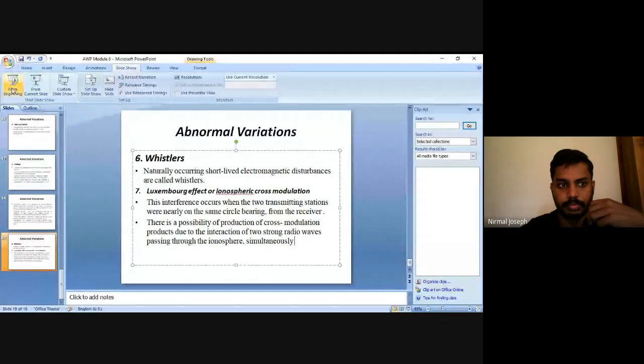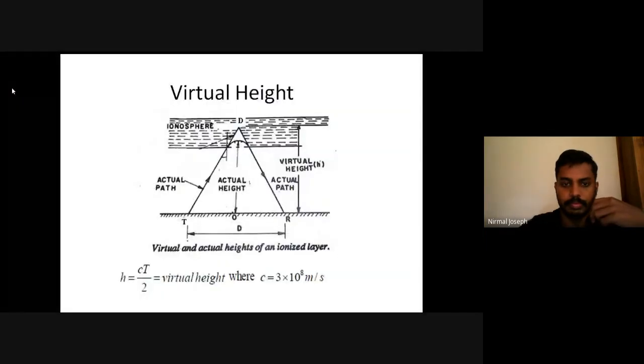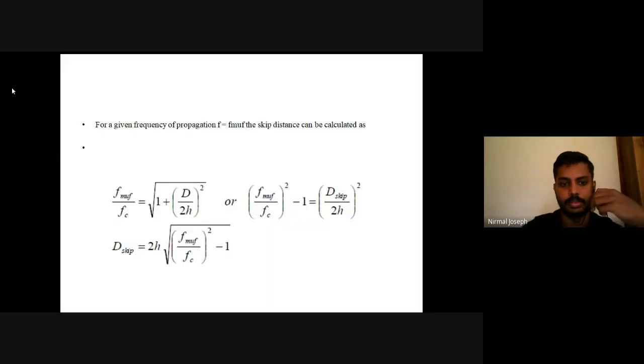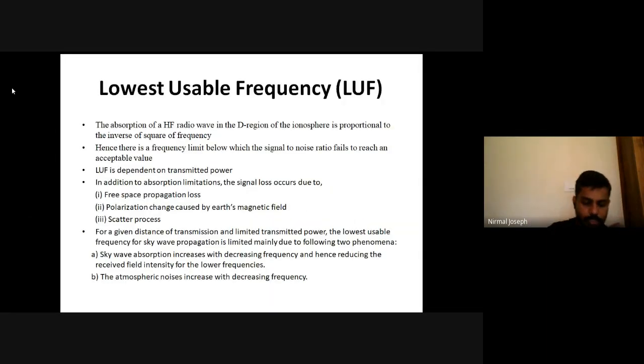What can be the lowest usable frequency? I will start with the slide presentation then. Skip distance we completed. Now we will move on to the lowest usable frequency.